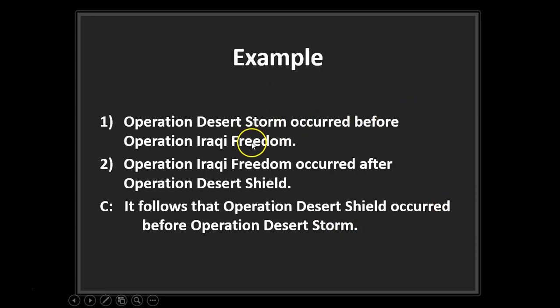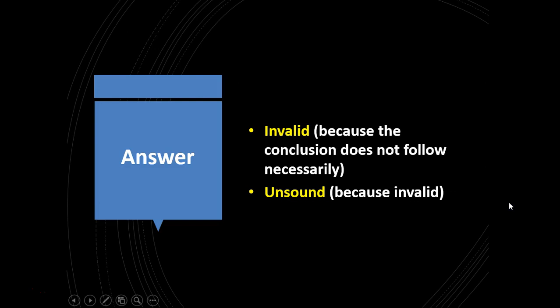You've got one thing that's static here. Iraqi Freedom's there on the timeline. And then this says Desert Storm happened before it, and Freedom happened after Shield, which means simply that both Shield and Storm happened before Freedom. You can't draw any necessary conclusion about Shield and Storm from these two pieces of information. So this argument is invalid, hence unsound.